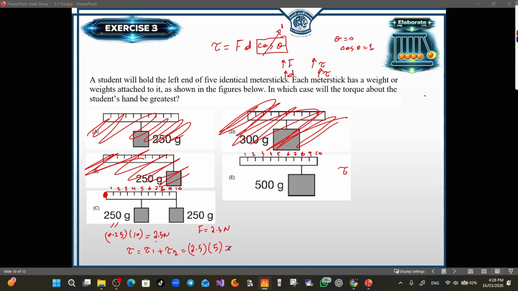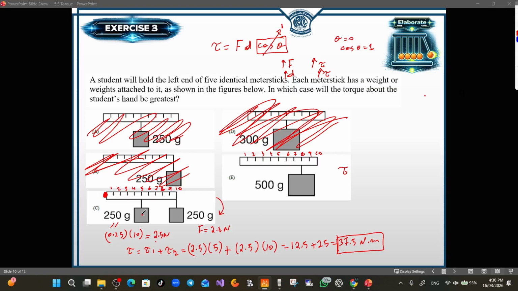Then the second torque is also 2.5 multiplied by, this time, 10. So let's calculate this. It will be 12.5 plus 25, and the final answer would be 37.5 Newton meter. Now, why didn't I include the correct signs for the rotation? Because here we are interested in finding the magnitude and comparing it. We don't really care about the direction. However, you can use the direction and you will get the same results, but with opposite signs.